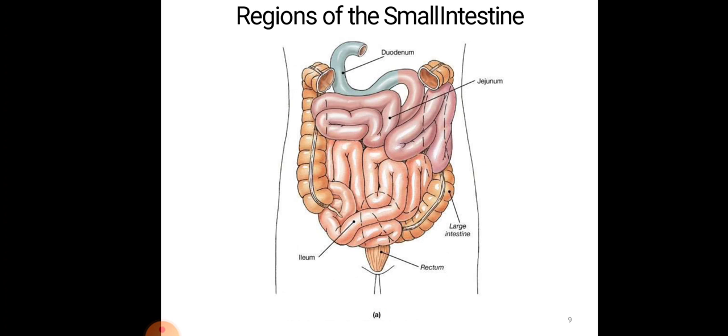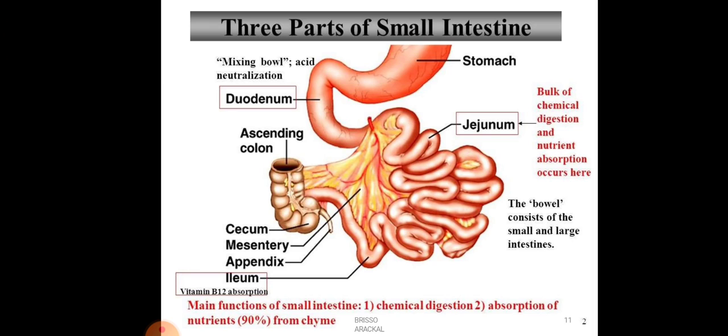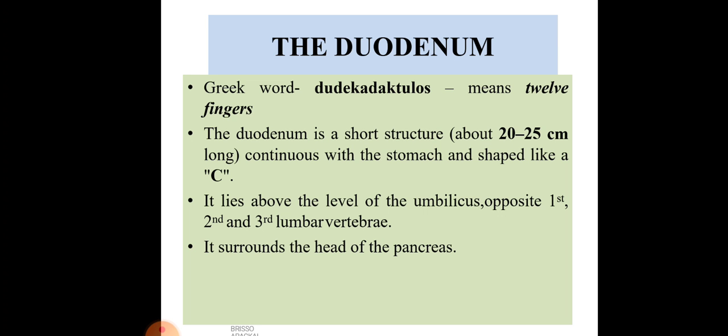Now the three regions of the small intestine are duodenum, jejunum, ileum. They are highlighted with different colors. So here we can see the duodenum, jejunum and ileum. Now first we consider the duodenum. The word duodenum arises from a Greek word, dodecadactylus, meaning 12 fingers. So its length is approximately the length of 12 fingers. That is why it is named duodenum.